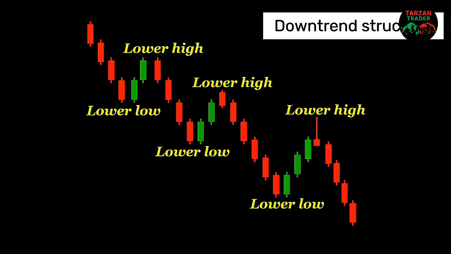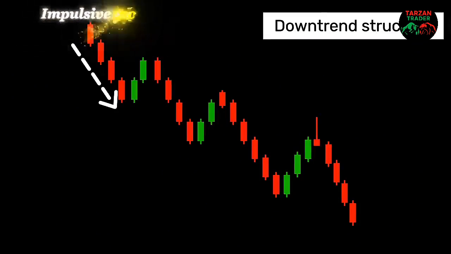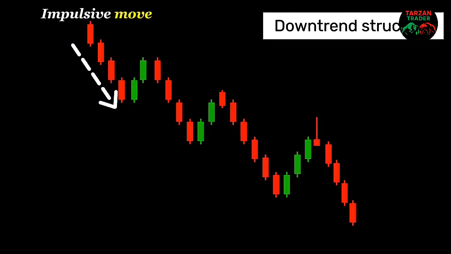Just like in an uptrend, a downtrend does not move in a straight line. The market moves in a repetitive cycle. First, we have a strong move downward, where sellers push the price lower. This movement is called the impulsive move. It reflects strength from sellers as they are dominating buyers and driving the market down.